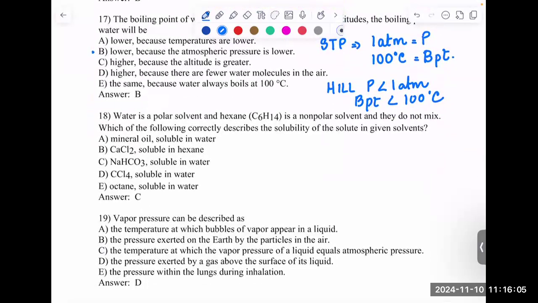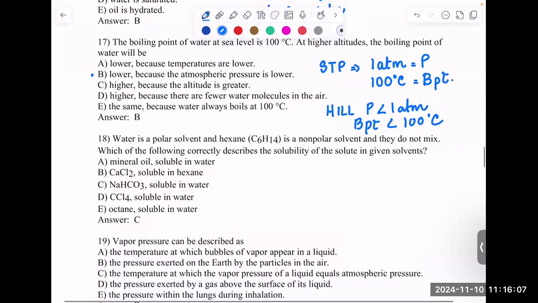Next is water is a polar solvent and hexane is non-polar. So again, water is a polar solvent and hexane. Again, carbon-carbon. So C6H14, non-polar.